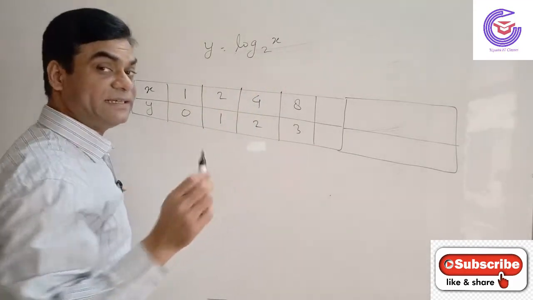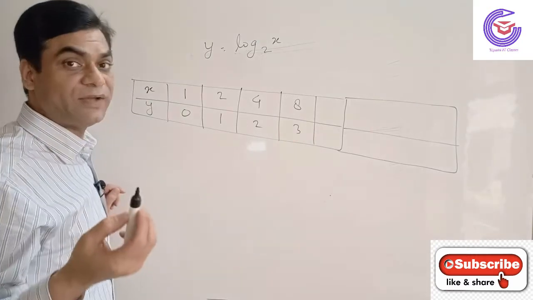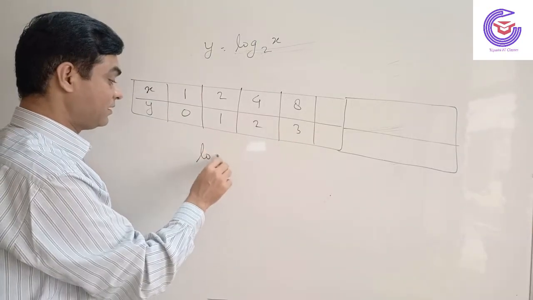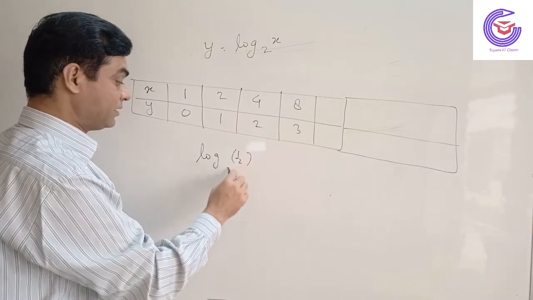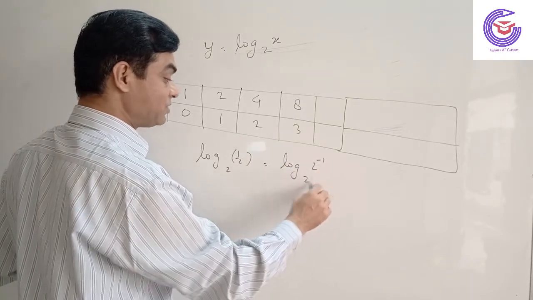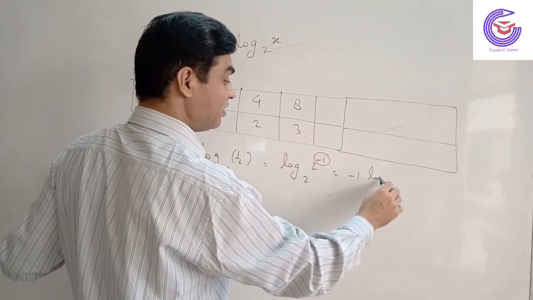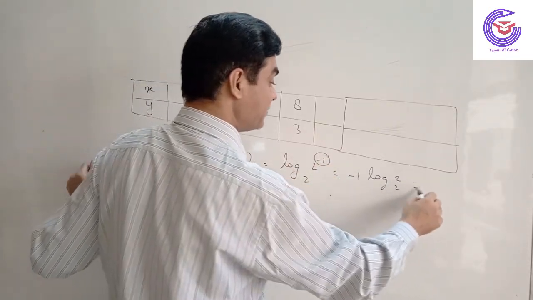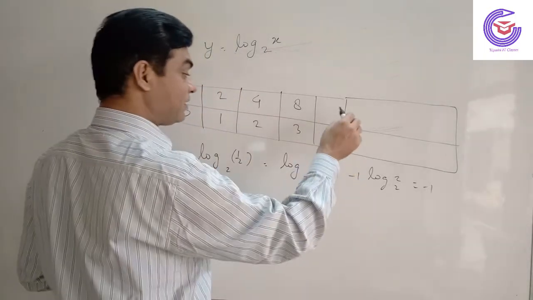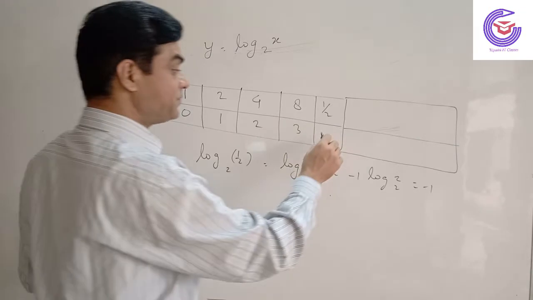So suppose x is 1 by 2. How will you get the value of log 1 by 2 base 2? You can write it as log 2 to the power minus 1, base 2. Using the property, the exponent comes down: minus 1 log 2 base 2, so this will be minus 1. So when x is half, the value of the log is minus 1.